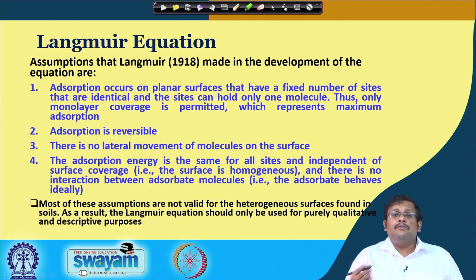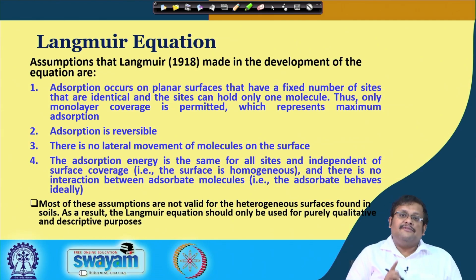So, let us see what the assumptions of the Langmuir equation are. The Langmuir equation assumptions are 4. Basically, the first one is adsorption occurs on a planar surface. So, we basically assume the planar surface of the adsorbent has a fixed number of sites that are identical, and the sites can hold only one molecule. Thus, only monolayer coverage is permitted.